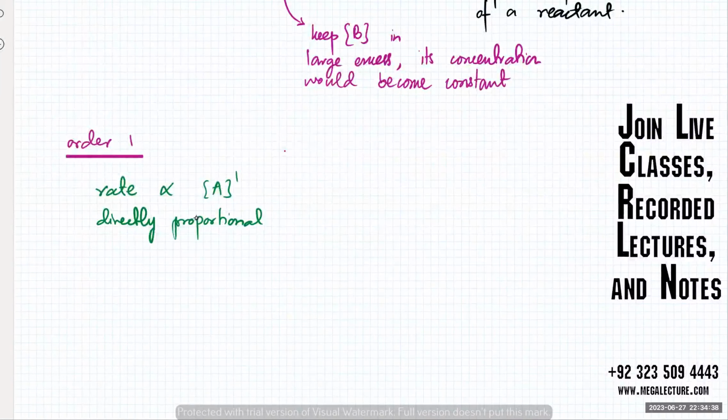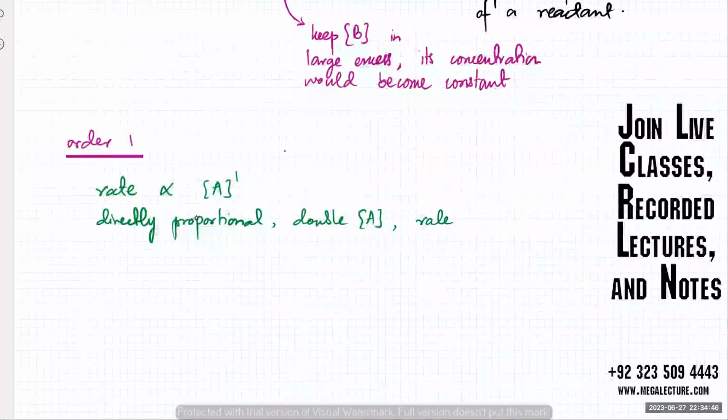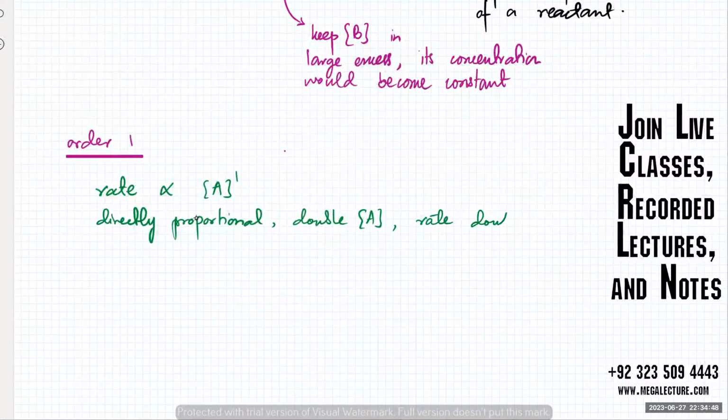So this means that it's directly proportional. Double A's concentration, the rate doubles. Is this clear? What does order one mean? Is this clear? Yeah.